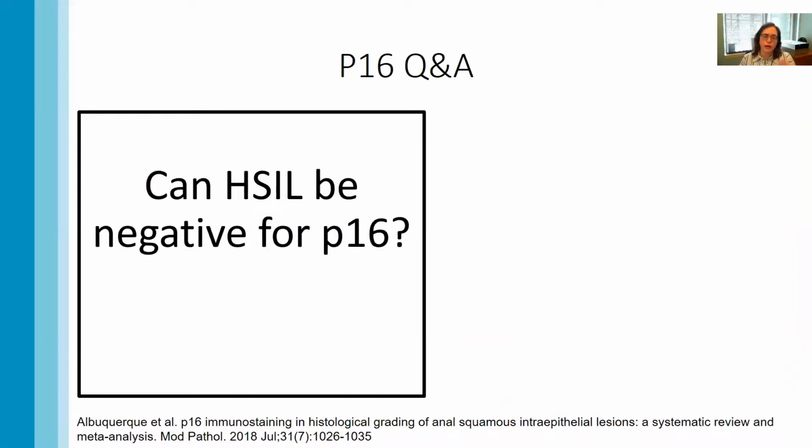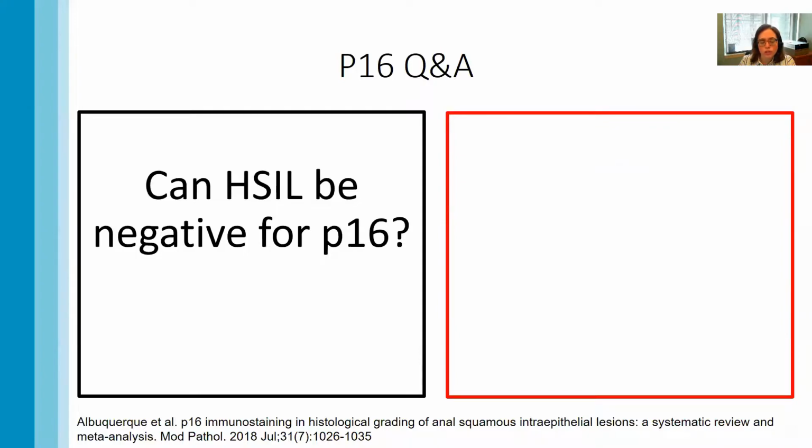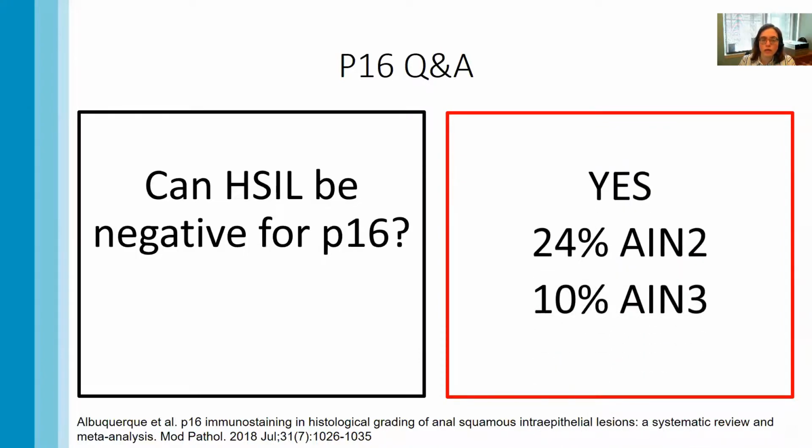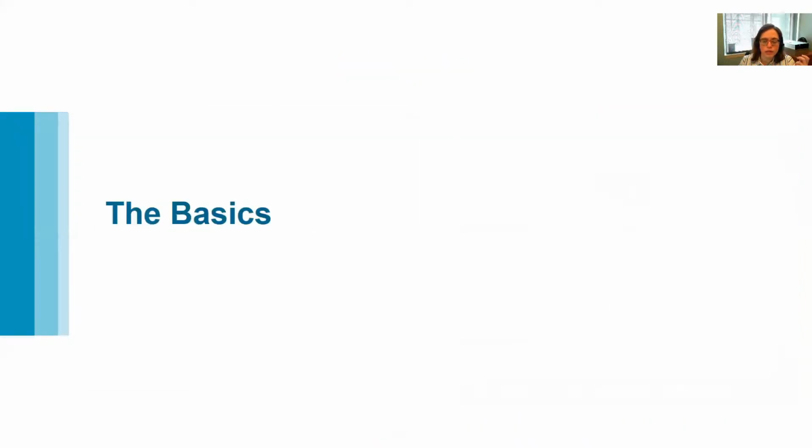On the other hand, can I have p16 negativity in a case that is on H&E diagnostic of HSIL? And the answer, of course, is yes. Approximately 24% of AIN2 cases are negative for p16, and approximately 10% of AIN3 cases are also negative for p16.